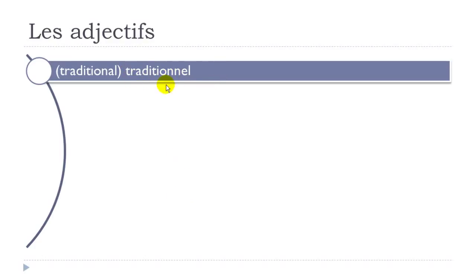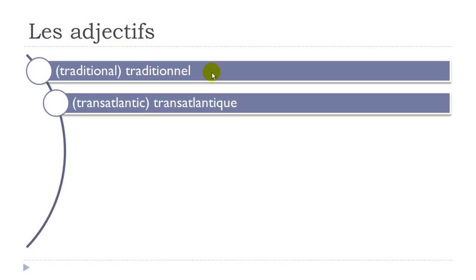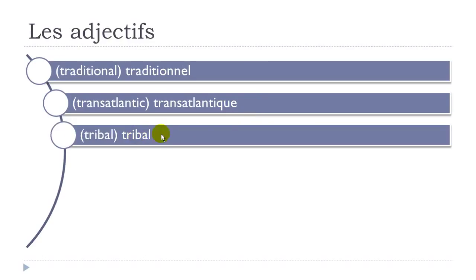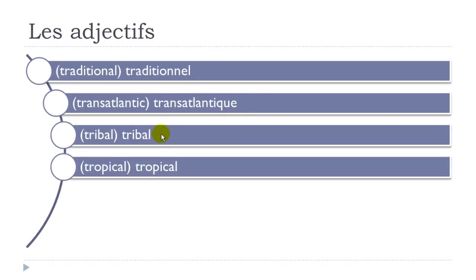Traditionnel. Okay, so you get double N here. Traditionnel. Onel, onel. Traditionnel. Transatlantique. Okay, so at the end, tic. Remember Q-U-E-K. Okay. Transatlantique. Tribal. Tropical.